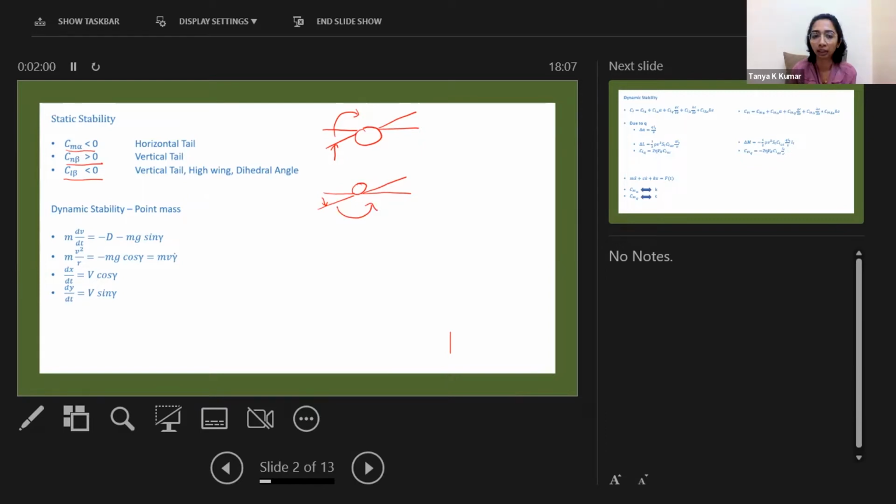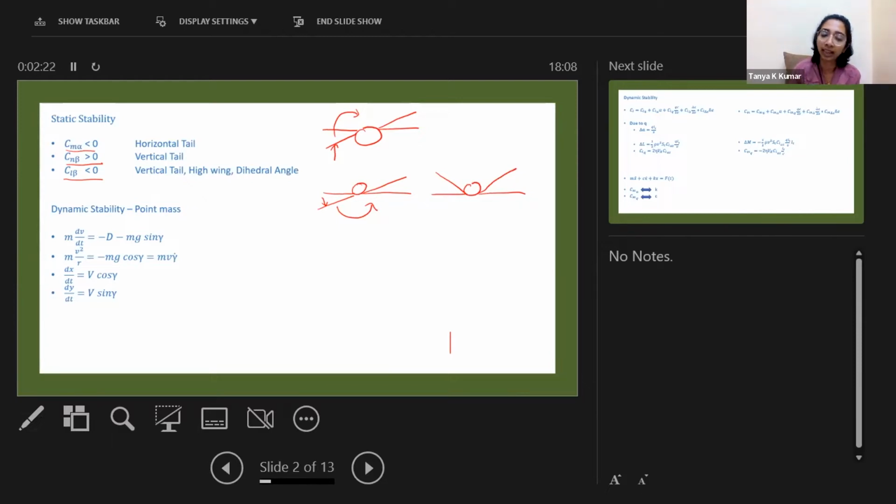How do you make the low wing configuration more stable? You introduce a dihedral angle. So original wing was like this. You introduce a dihedral angle. So like sir had derived in the class, the dihedral angle contributes towards lateral stability, okay? So this concludes your static stability in the longitudinal, directional, and lateral sense.